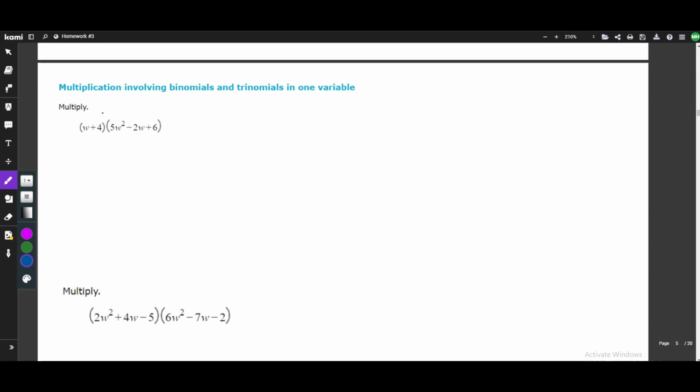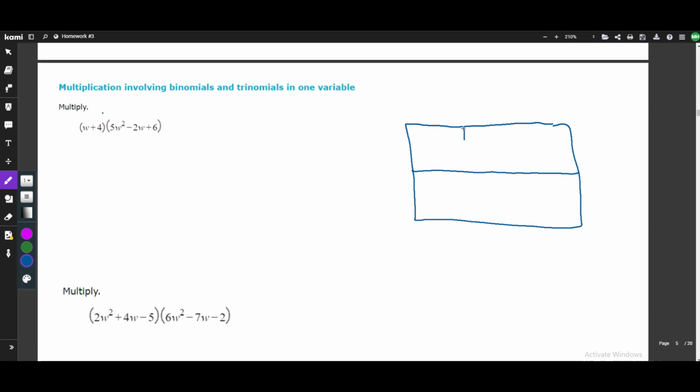All right, so multiplying involving binomials and trinomials in one variable, meaning we're going to distribute, we're going to be foiling, depending on how many terms. So you can either do FOIL, which is those arrows, or we could do an area box. We're going to do these problems both ways just because organization is important. So if I was going to do the area, I put one of my polynomials across.